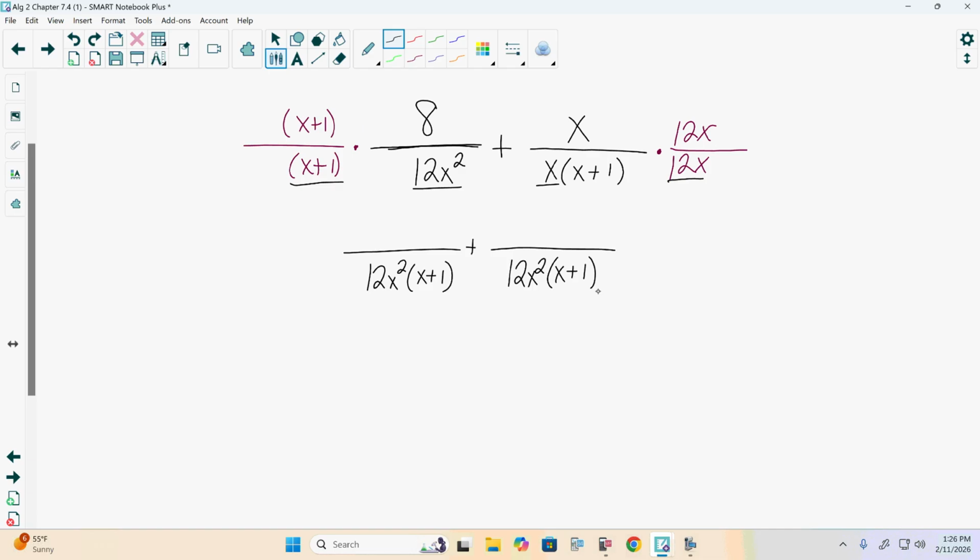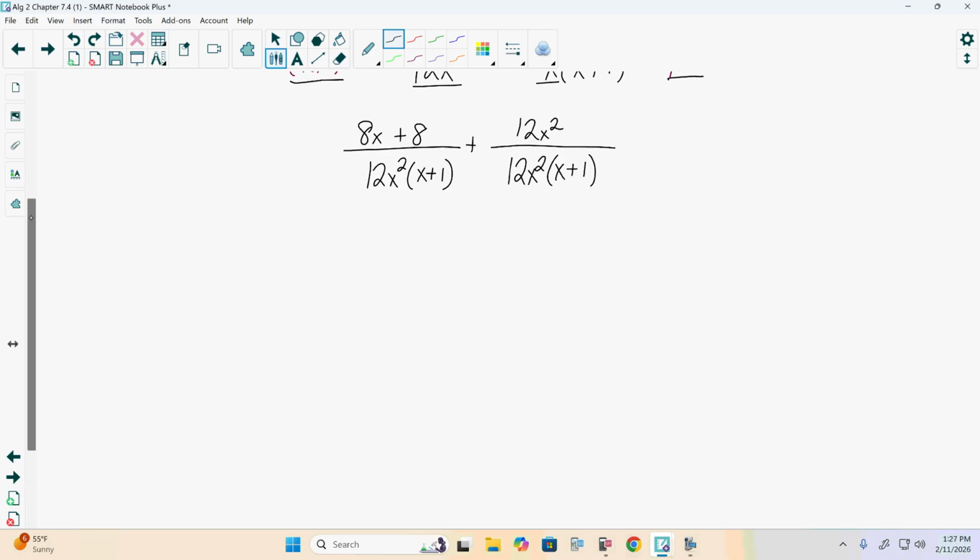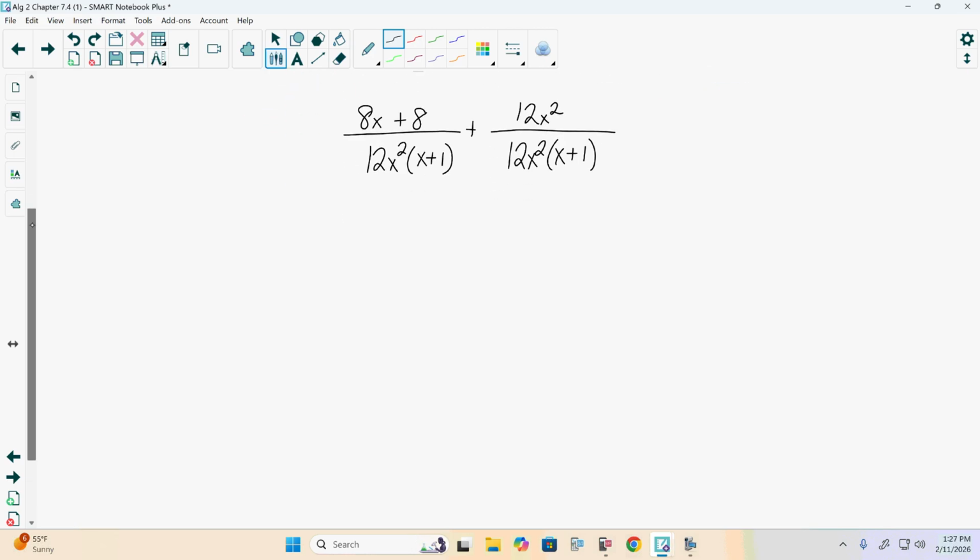The numerators we're going to have to multiply through because we will need to combine like terms if there are like terms. 8 times x is 8x. 8 times 1 is plus 8. On the other side, x times 12x is 12x squared. Now we can add these two together. So we'd have our 8x plus 8, and we're going to add 12x squared. And it's all over 12x squared times x plus 1.